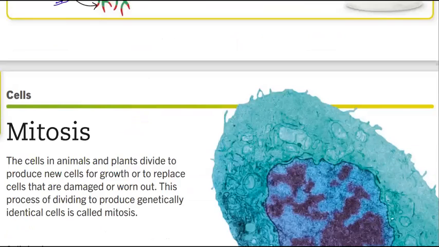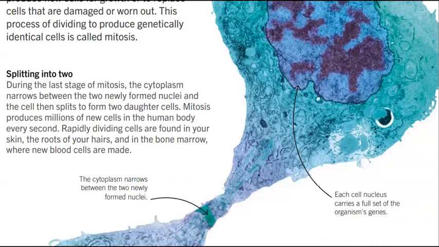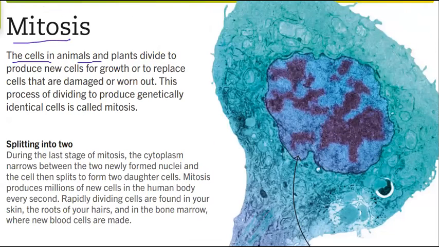Next, mitosis. Here is the picture. The cells in animals and plants divide to produce new cells for growth or to replace cells that are damaged or worn out. This process of dividing to produce genetically identical cells is called mitosis. That means dividing cells for growth or to replace damaged cells. So that is called mitosis.